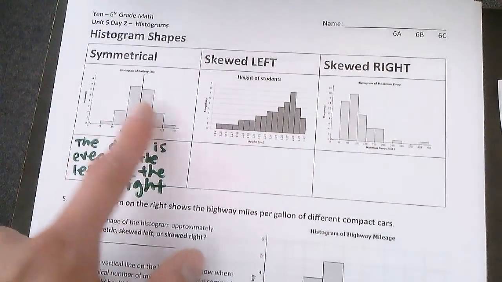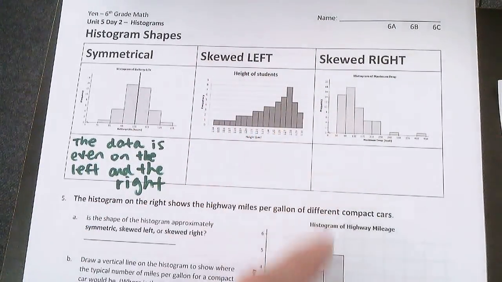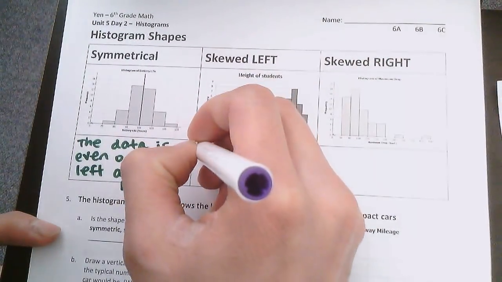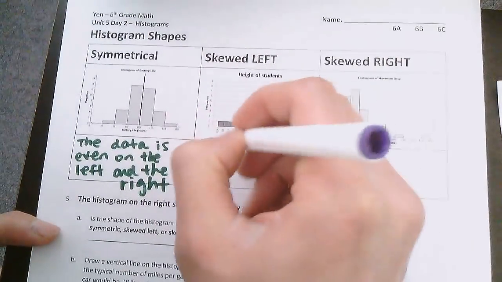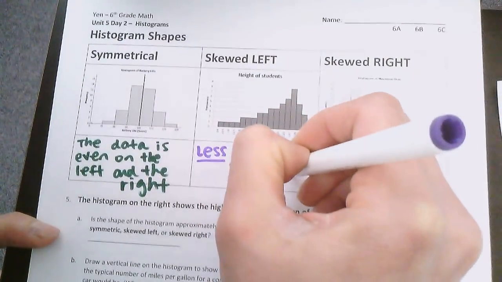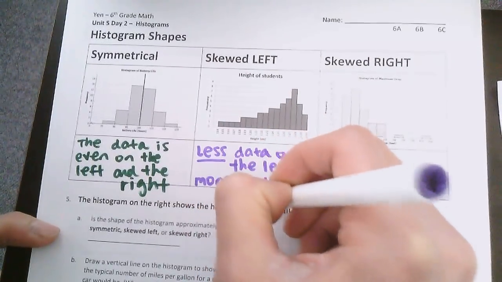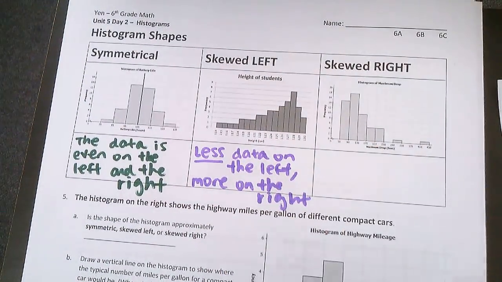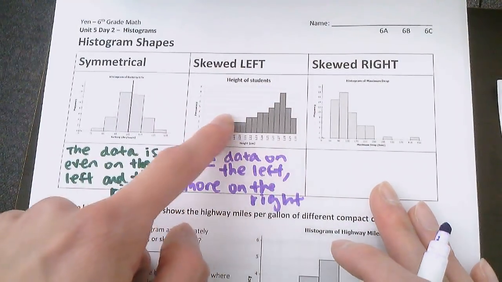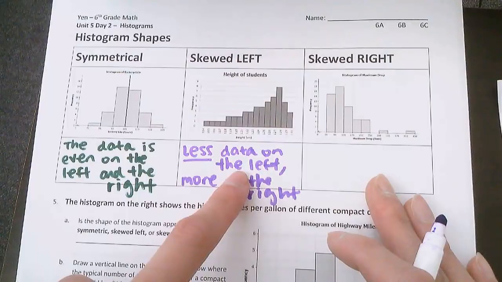If it's not even on the left and even on the right, it might be something called skewed left. This is the example of a shape of something that is skewed left. If something is skewed left, it's because there is less data on the left and more on the right. So you see how in this graph, most of the data is on the right side and there's less on the left. It's kind of more empty on the left. That's when we say it's skewed left, when there's less on the left.